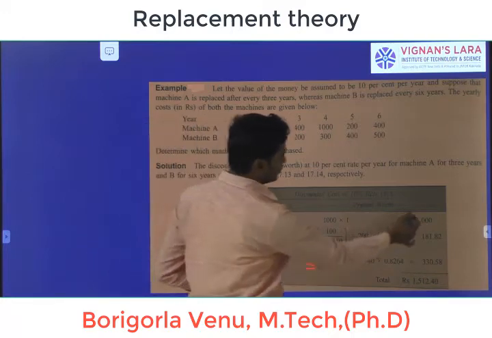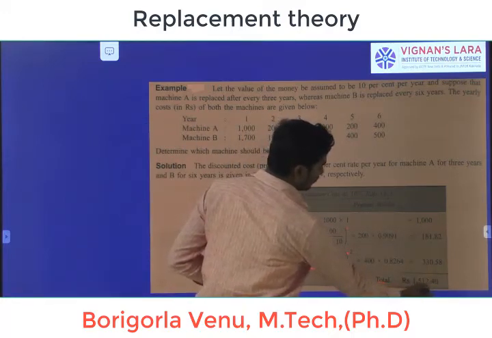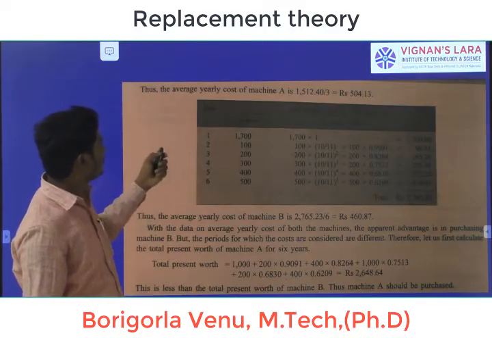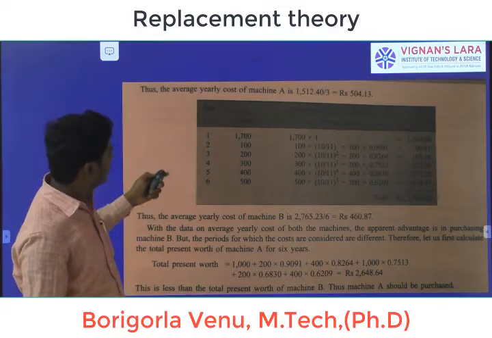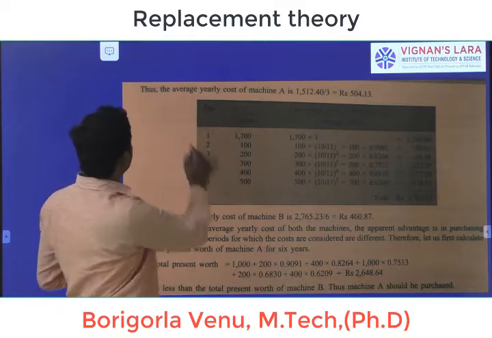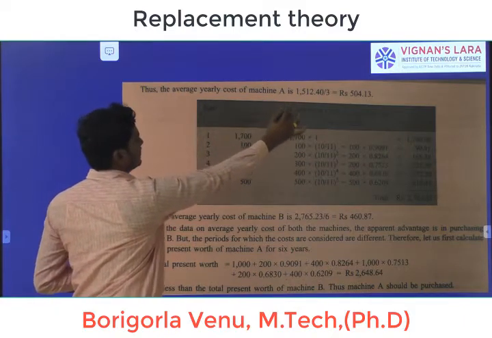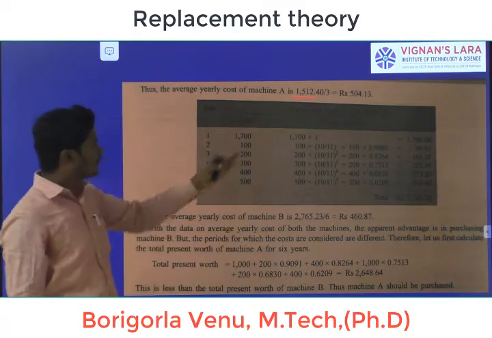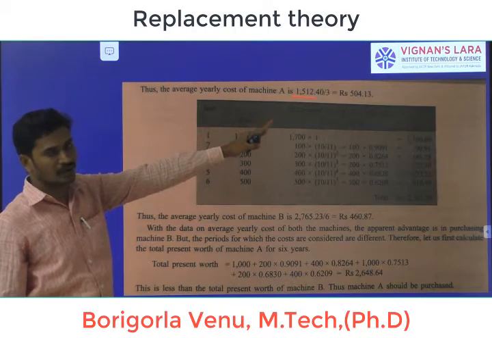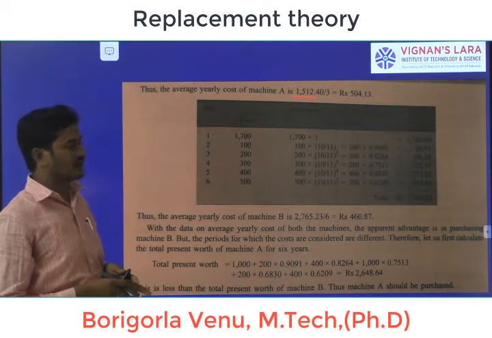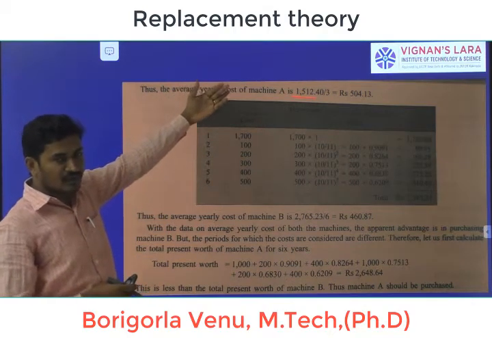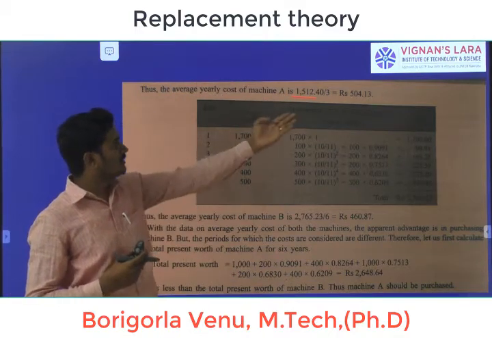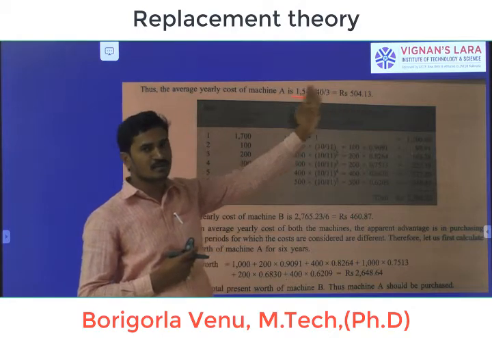Then the total replacement cost is 1240. Okay, next coming to machine B. From A we get that the average yearly cost of machine A is 1240 by 3, so 504 rupees is the expenditure every year. We have the yearly expenditure of 504 rupees for machine A.